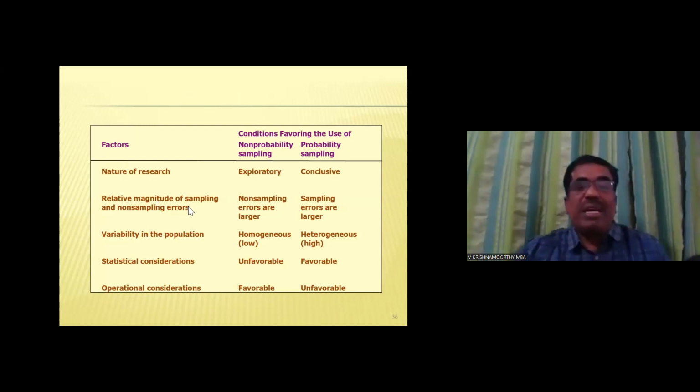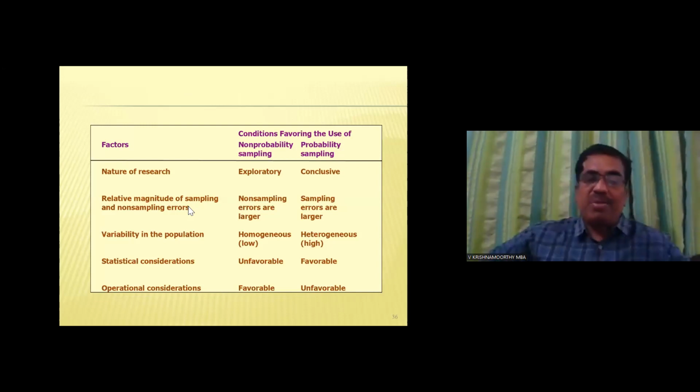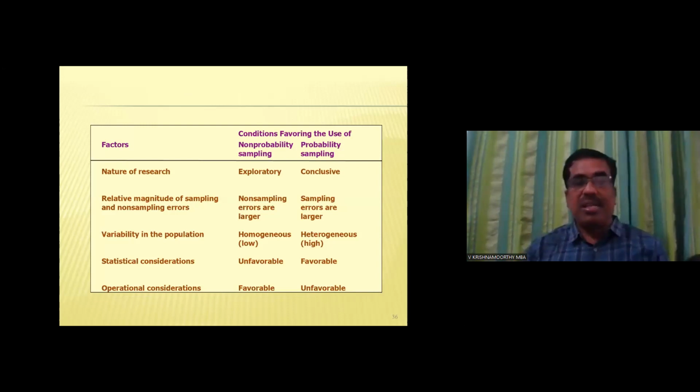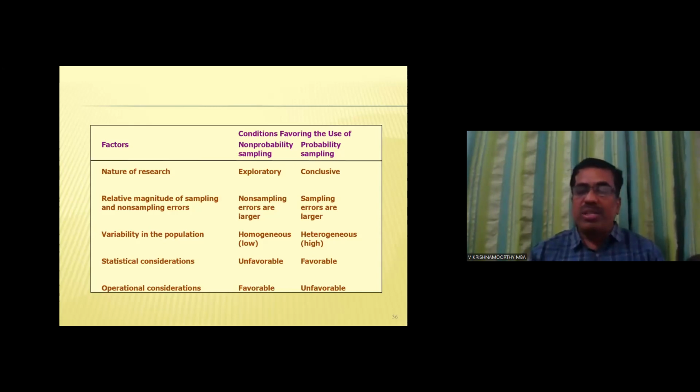Say for example, under what circumstances can we go for probability and non-probability sampling? If the nature of the research is exploratory, we have already seen what exploratory research is under research design. If the nature of the research is exploratory, you can go by non-probability sampling method. If the nature of the research is conclusive, that means you're going to do either descriptive research or causal research, then you can go with probability sampling.